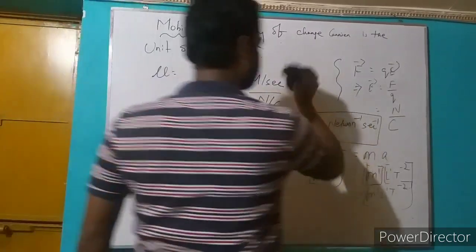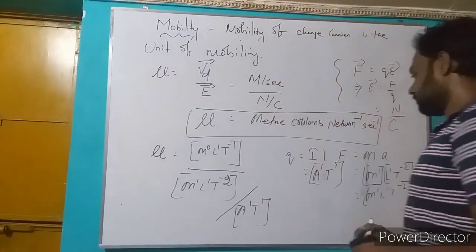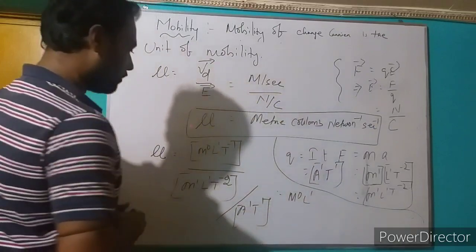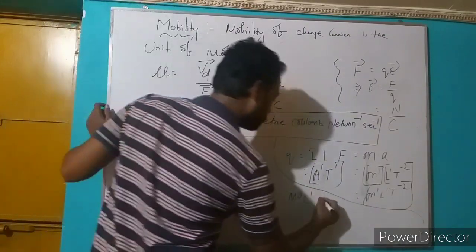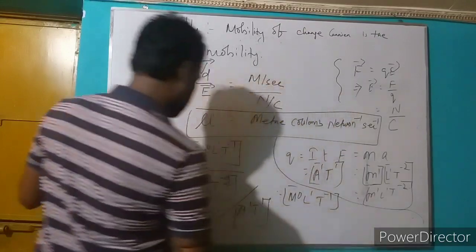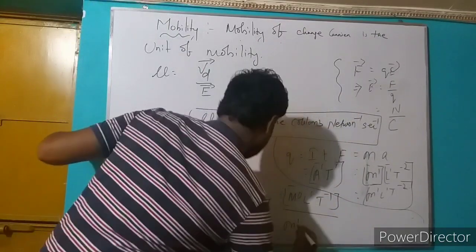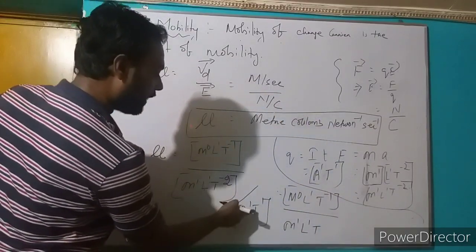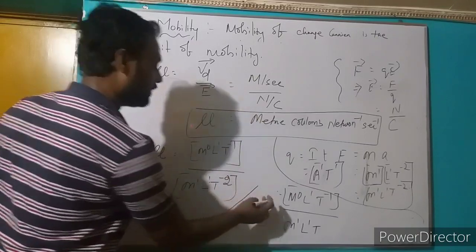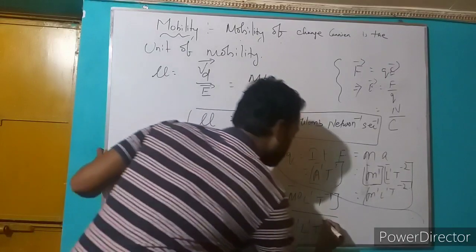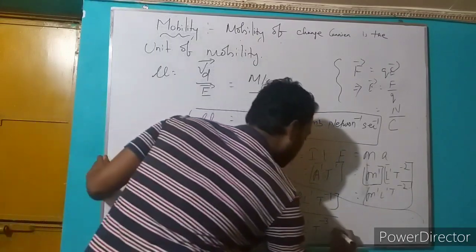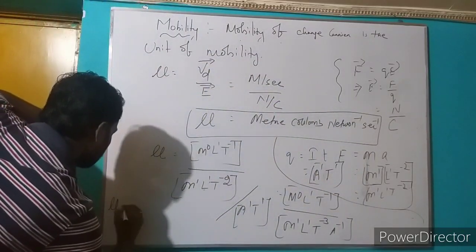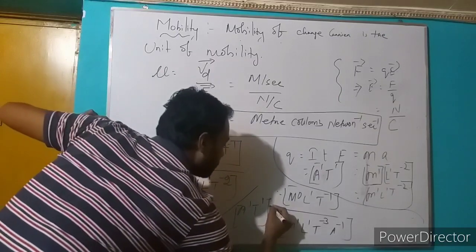So here what will happen? Here M0 L1 T minus 1 is here, and this one M1 L1 T minus 2, and this is the denominator, so it is going to the numerator, so this value is minus 3. A to the power minus 1 is here. Clear? So mu equals what? This is the value of mu.